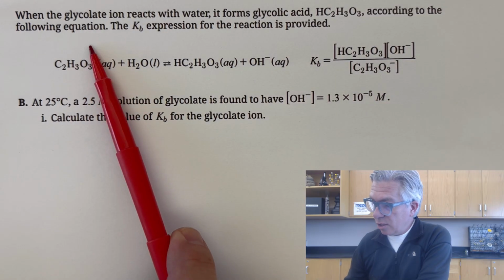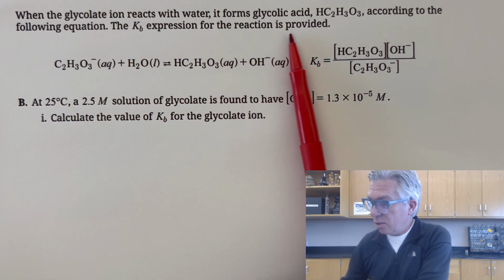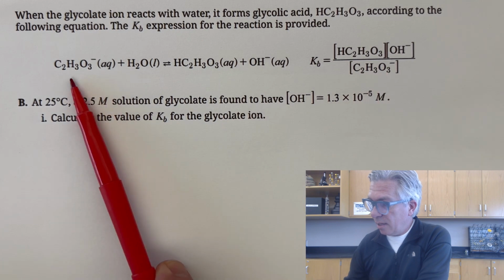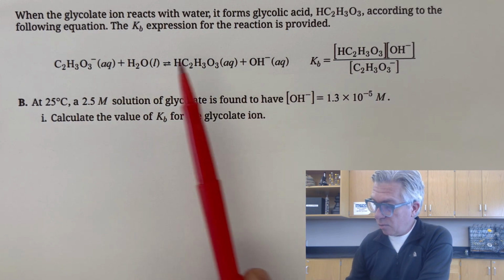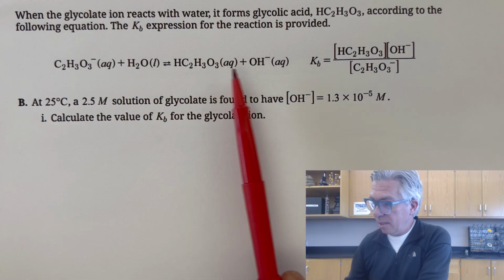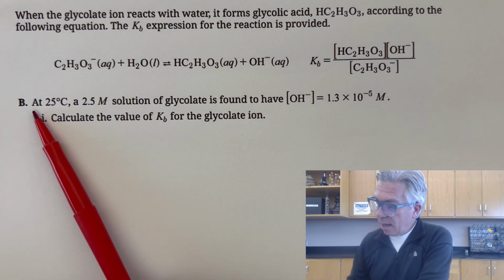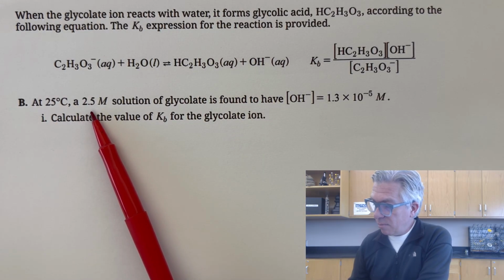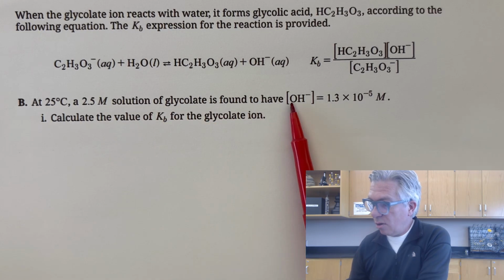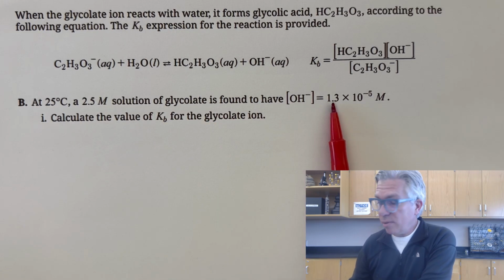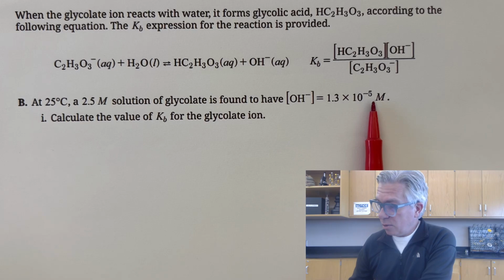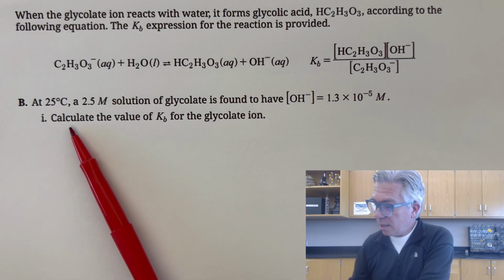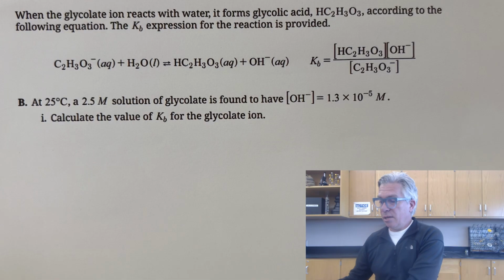According to the following equation, the Kb expression for the reaction is provided right over here, and here's our reaction that we were just talking about, the water acting like an acid, accepting and producing OH. At 25 degrees Celsius, a 2.5 molar solution of glycolate is found to have OH concentration of 1.3 times 10 to the minus fifth moles per liter. That's that. Calculate the value of the Kb for the glycolate ion.